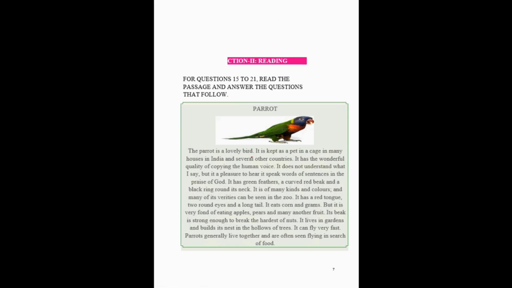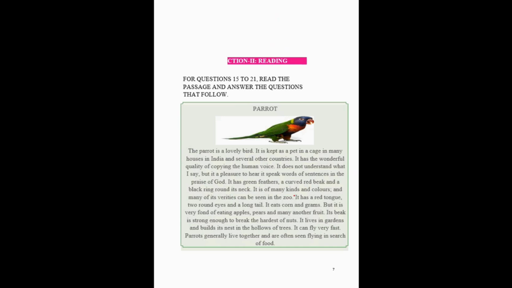A parrot is a lovely bird. It is kept as a pet in a cage in many houses in India and several other countries. It has a wonderful quality of copying the human voice. It does not understand what I say, but it is a pleasure to hear it speak words or sentences in the praise of God. It has green feathers, a curved red beak, and a black ring around its neck.